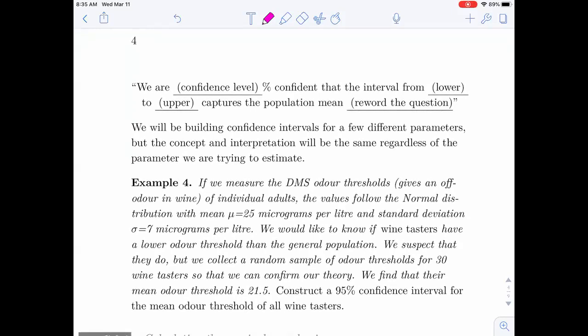Like I said, we're going to build confidence intervals for other things than just the simple one mean. We're going to look at the difference between two means, and we're going to move into proportions, but the interpretation is always going to be the same. We might not be talking about the population mean necessarily, but you just reword the question as an answer. Once we've done a few, you'll start to pick up on the pattern and we'll be safe.